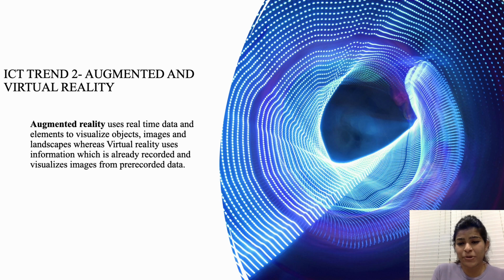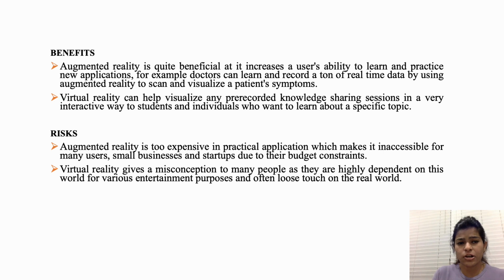So, first I'll talk about virtual reality. Virtual reality is basically where you can experience real objects virtually, online. It means you cannot touch or feel that object, but you can observe it virtually. Whereas augmented reality uses real-time data elements to visualize objects, images, and landscapes. Let's talk about some benefits and risks these have.